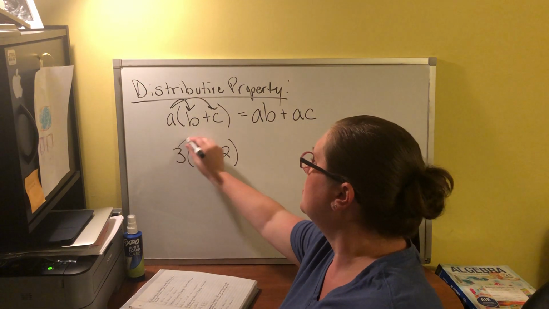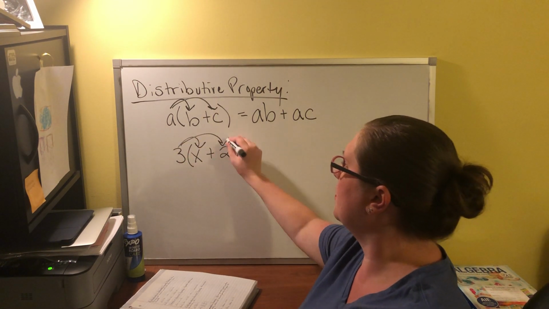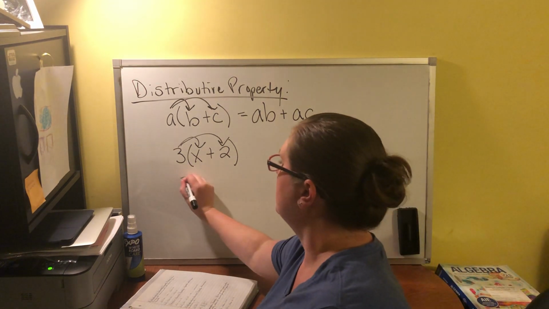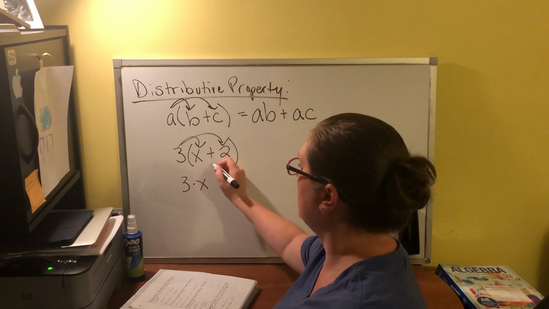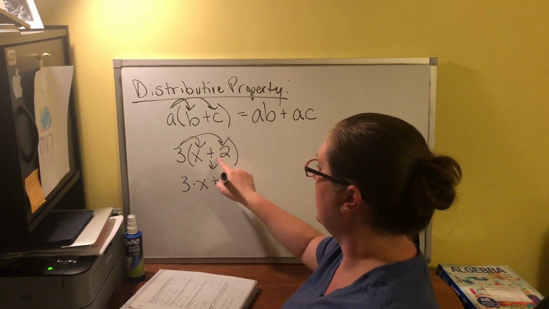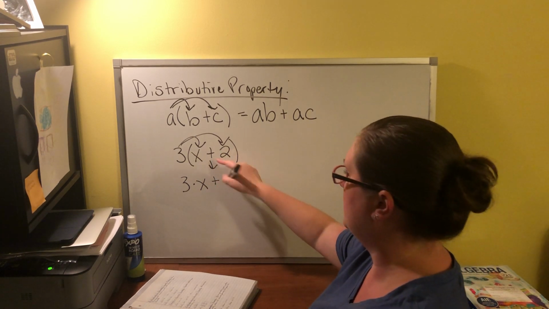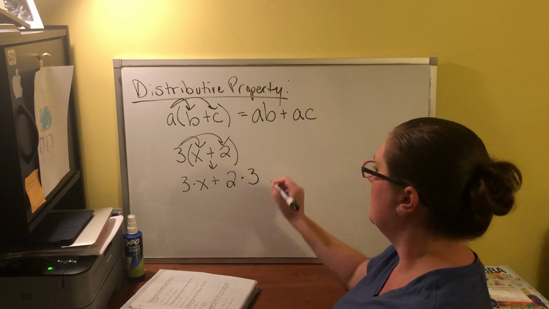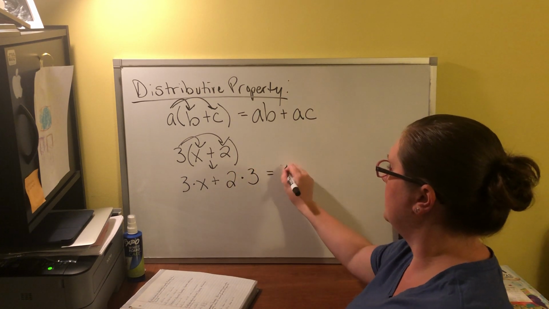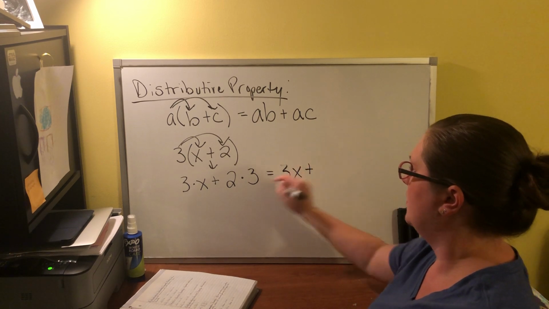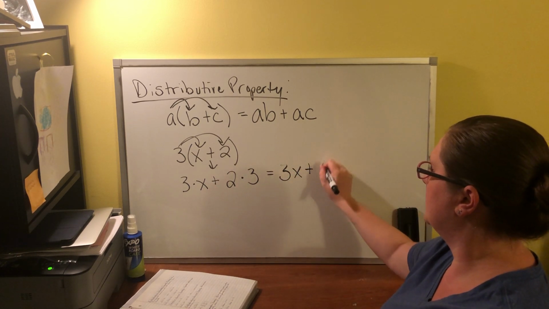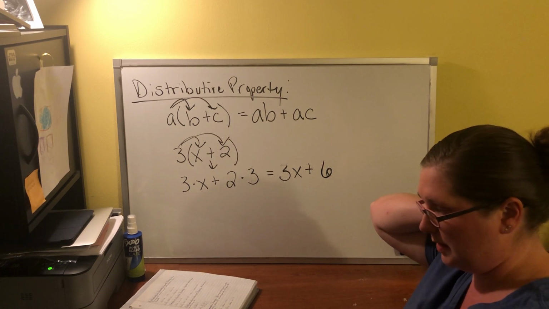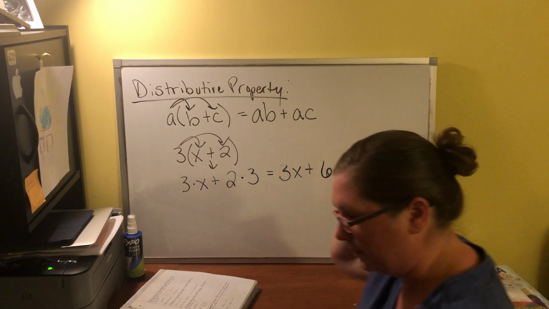There's a 3. So we're going to distribute the 3. We're going to multiply both terms in the parentheses by 3. So this is now 3 times x. You're going to bring down the sign that's in the parentheses, so in this problem it's addition, and now we're doing 2 times 3. So this would simplify. 3 times x is 3x. We still have our addition, 2 times 3 is 6. So 3x plus 6 would be your answer for that problem.